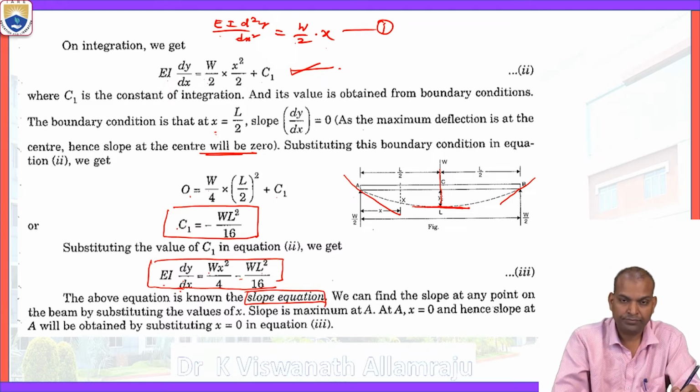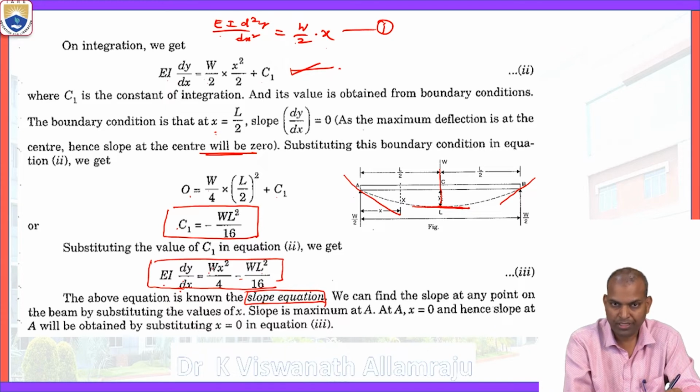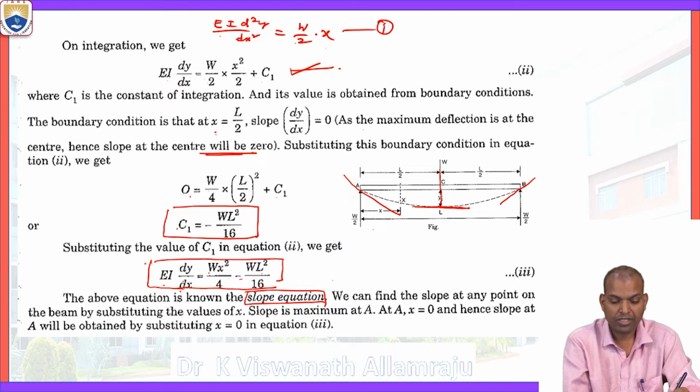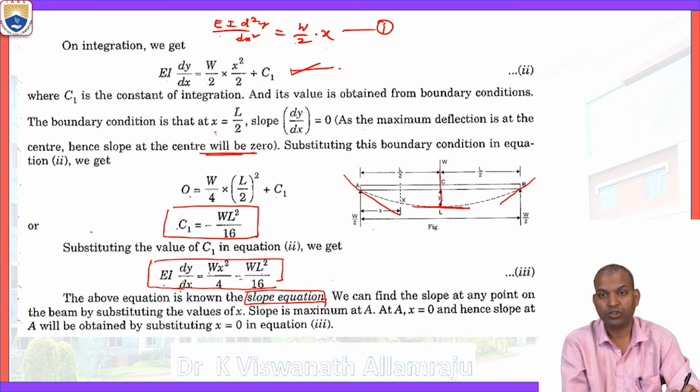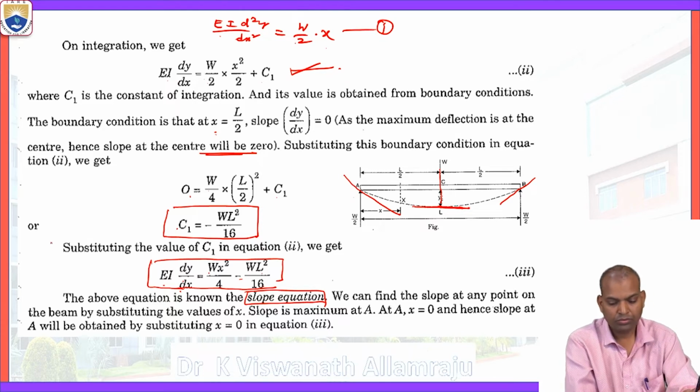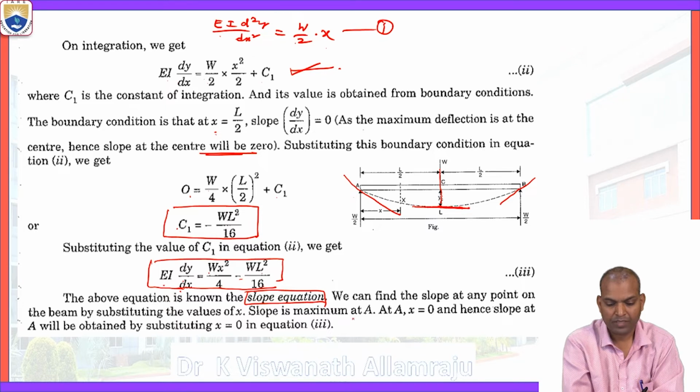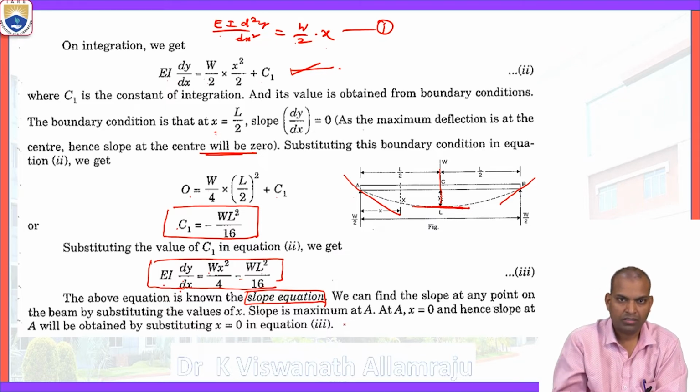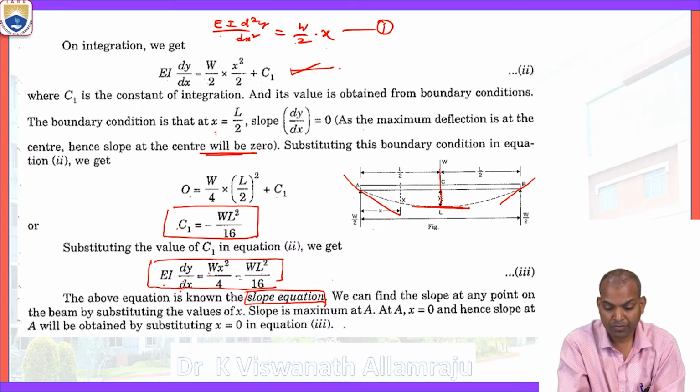By using this equation at different distances along the length of the beam, suppose x equal to L by 3, x equal to L by 4, x equal to L by 8, x equal to L by 10, we can find the value of the slope wherever required. So this is the equation for calculating the slope of a simply supported beam subject to a point load at the center. Now, where is the slope maximum? At A, meaning x equal to 0, and also at B, where x equal to L. Substitute here, then we will get the value of the maximum slope.